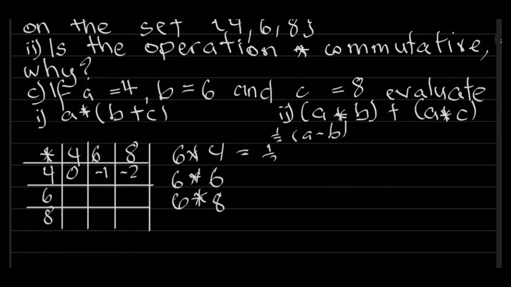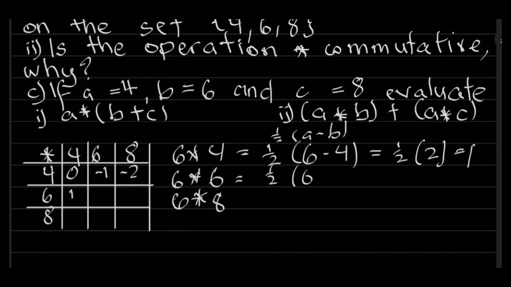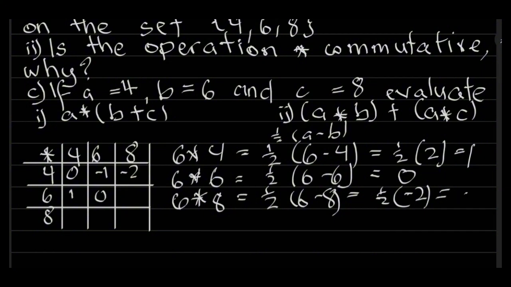This would give us half 6 minus 4, which will give us half of 2, which equals 1. Then half 6 minus 6, which will be equal to 0, and then half 6 minus 8, which will be equal to half of negative 2, and that will be equal to negative 1.